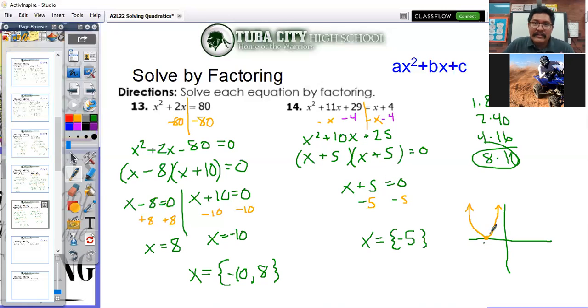Now, again, when you have a problem with an x squared or a variable squared, that means you might have two solutions, but that doesn't mean you will always have two solutions. So in this case, we have only one number, and we put it into a set notation, which is kind of weird because you think about it, you can't really have a set of one. But anyway, I'm going to put it in set notation anyway.